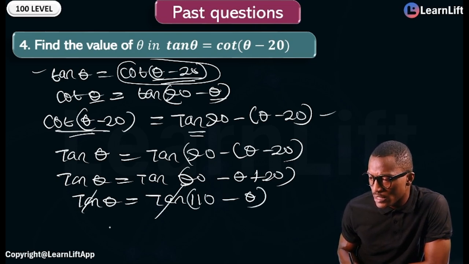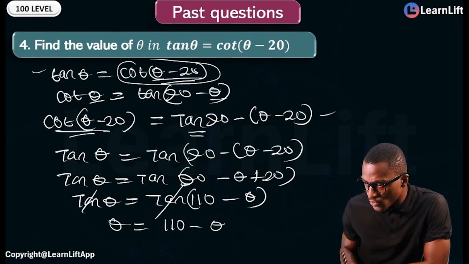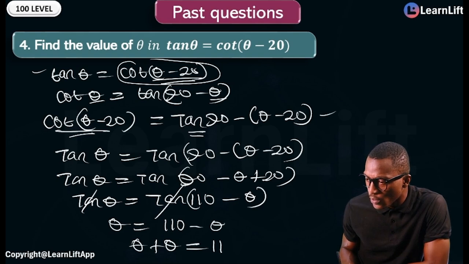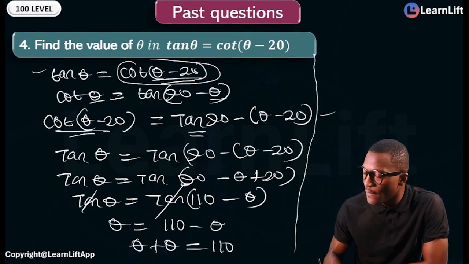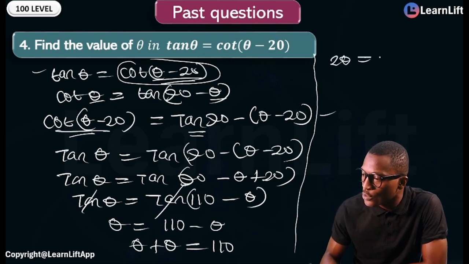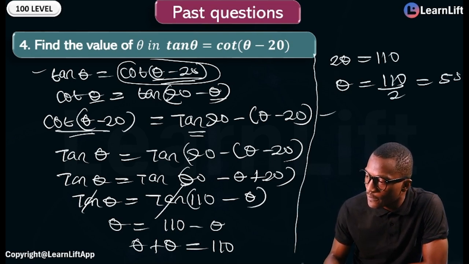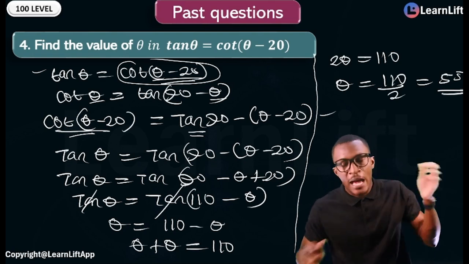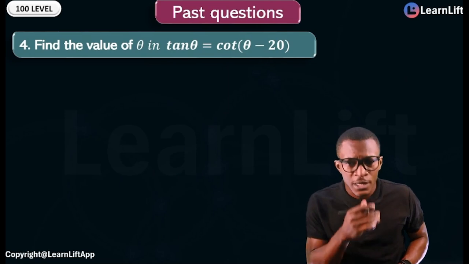Tan will cancel tan, therefore theta will be equal to 110 minus theta. So if theta comes here, now it becomes theta plus theta is equal to 110. Therefore 2 theta will be equal to 110. So theta becomes 110 divided by 2. That will give me 55. Sharp. Zoom, pause it, watch it over and over again. I've gone to the next question, okay?